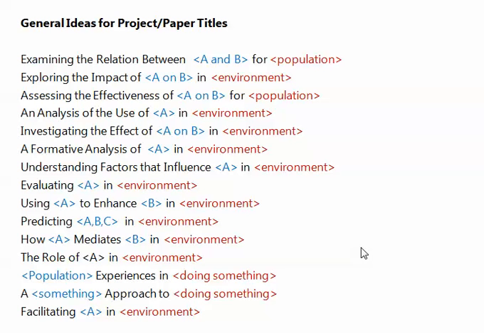In general, you want to specify the relationship or what you're looking at, A, and its impact on B, or its relation to B, or something of that nature. And then you want to describe the population or the environment, the situation in which this occurs. So you might say examining the relation between A and B for population, whatever. And A and B can be a list of A, B, and C if you want.